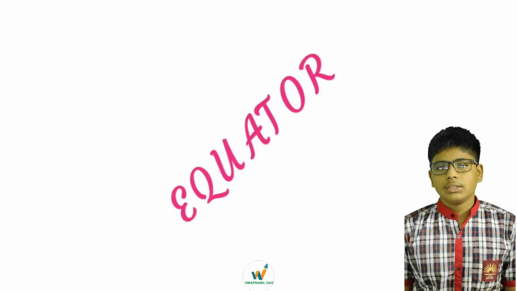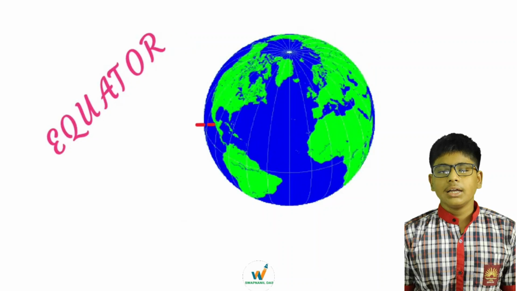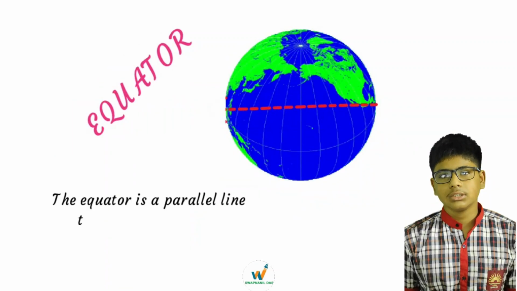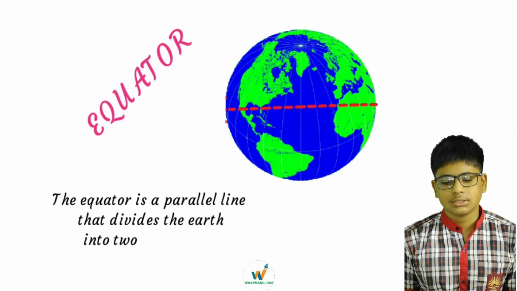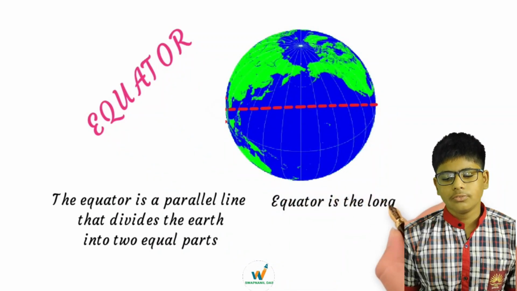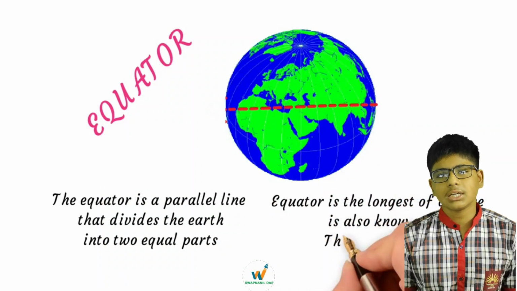What is equator? Let's have a look. The equator is a parallel line that divides the Earth into two equal parts. The equator is the longest of all lines, and is also known as the Great Circle.